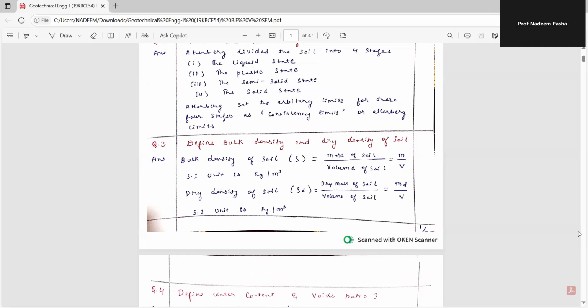Next, question number 3: define bulk density and dry density of soil. How will you define bulk density of soil? It is the ratio of mass of soil to volume of soil, and the SI unit is kg per meter cube. Next is dry density of soil, that is dry mass of soil to the volume of soil, Md by V. The SI unit is kg per meter cube.